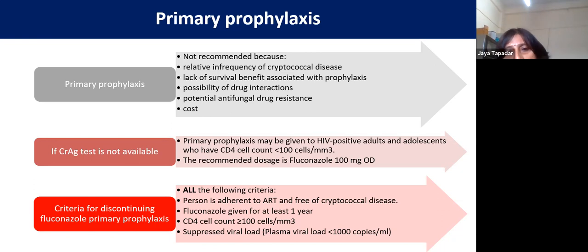Now, when will you stop this primary prophylaxis? When all the following criteria are met. The patient does not have any cryptococcal disease. It has been given for at least 1 year, and the CD4 count is more than 100 cells per millimeter cube, and the patient has a suppressed viral load. So when you have all this, you can stop the primary prophylaxis of fluconazole 100 milligram OD. Next, please.